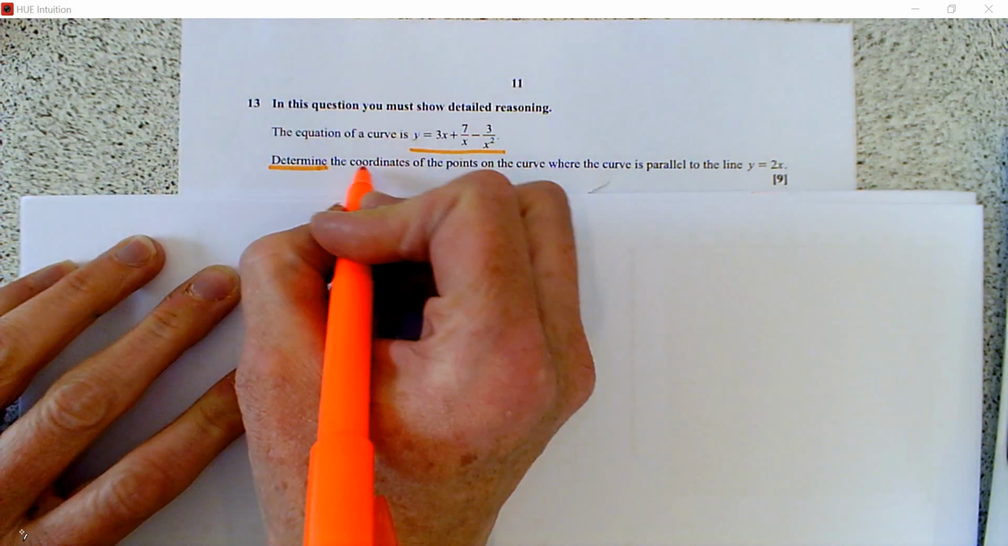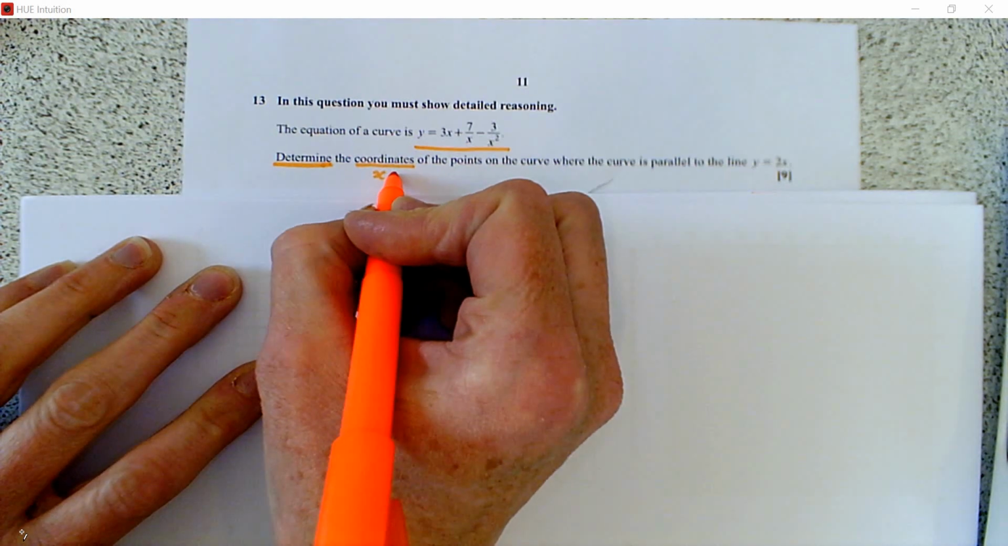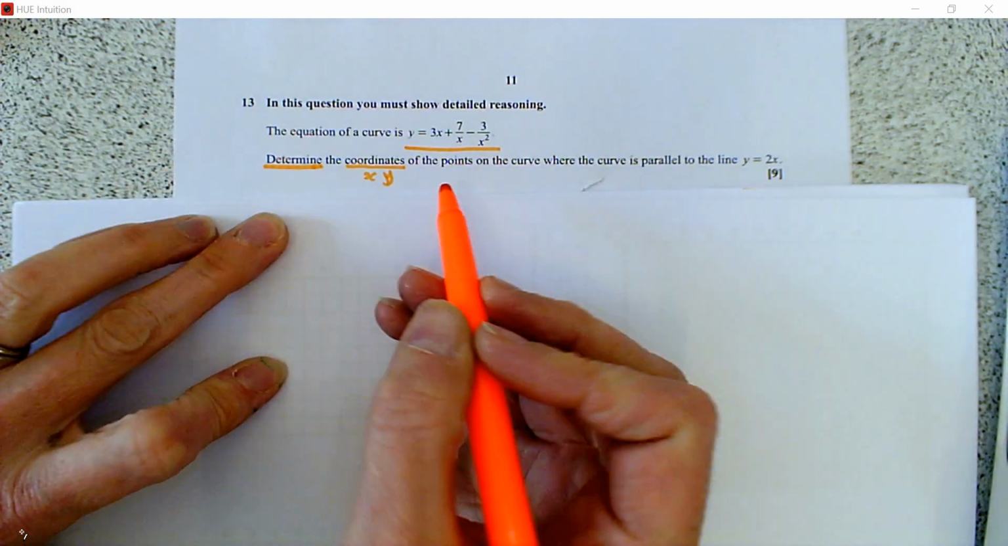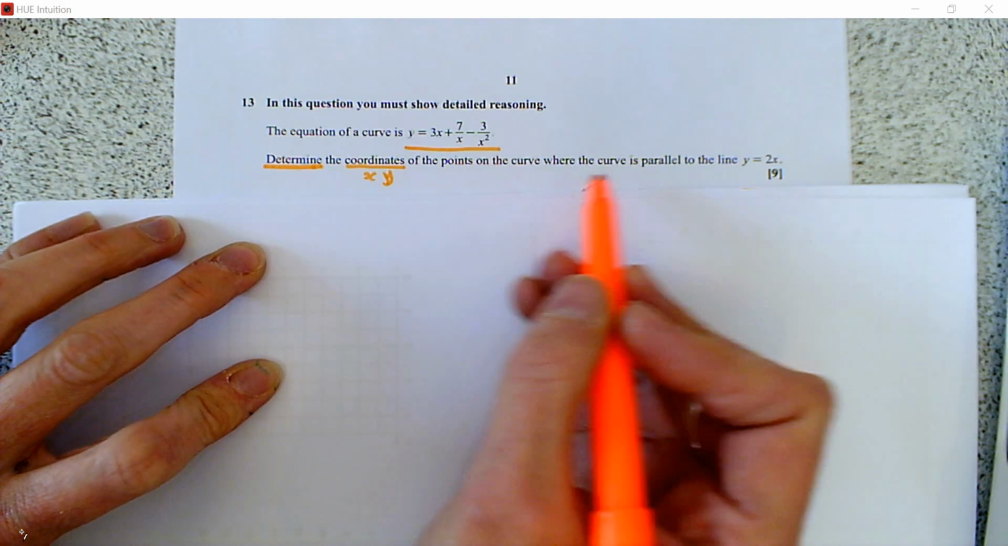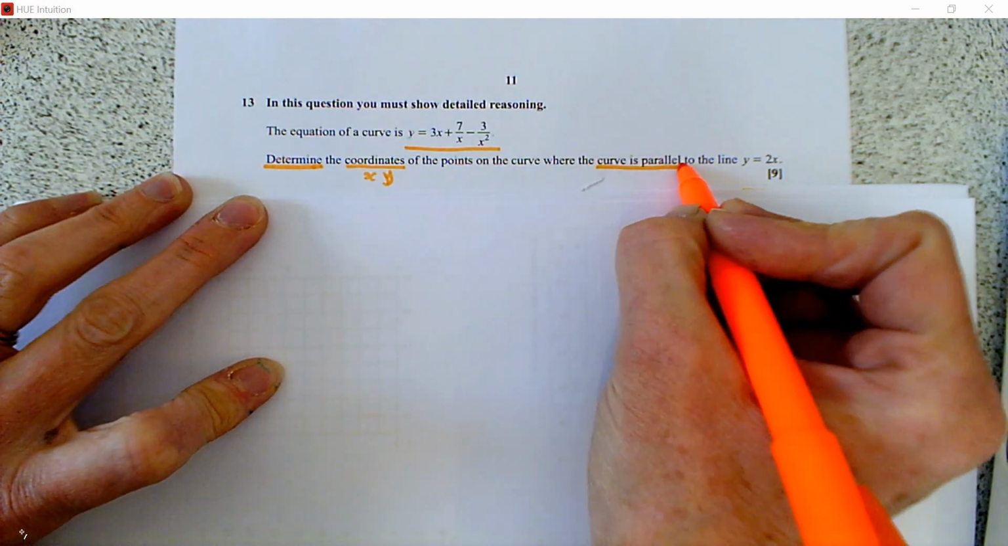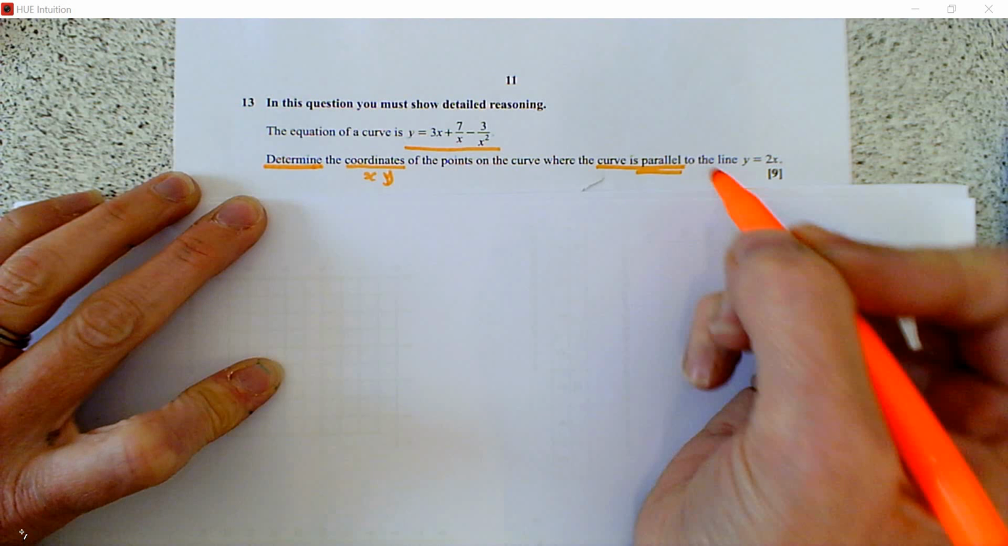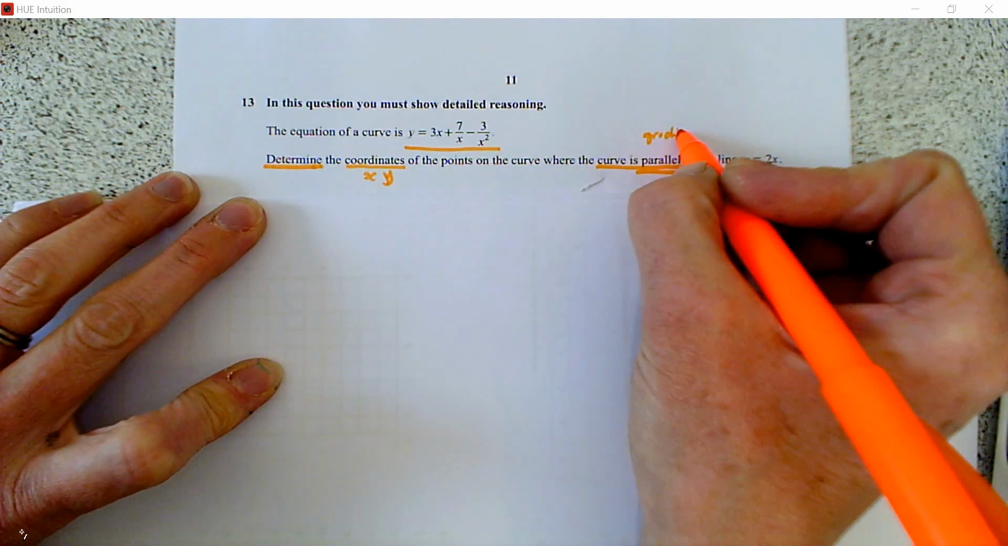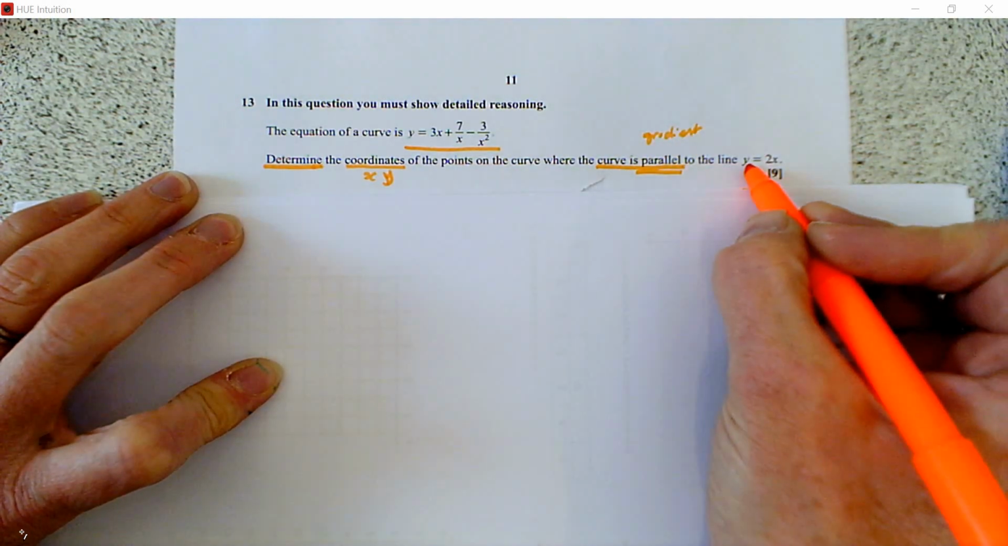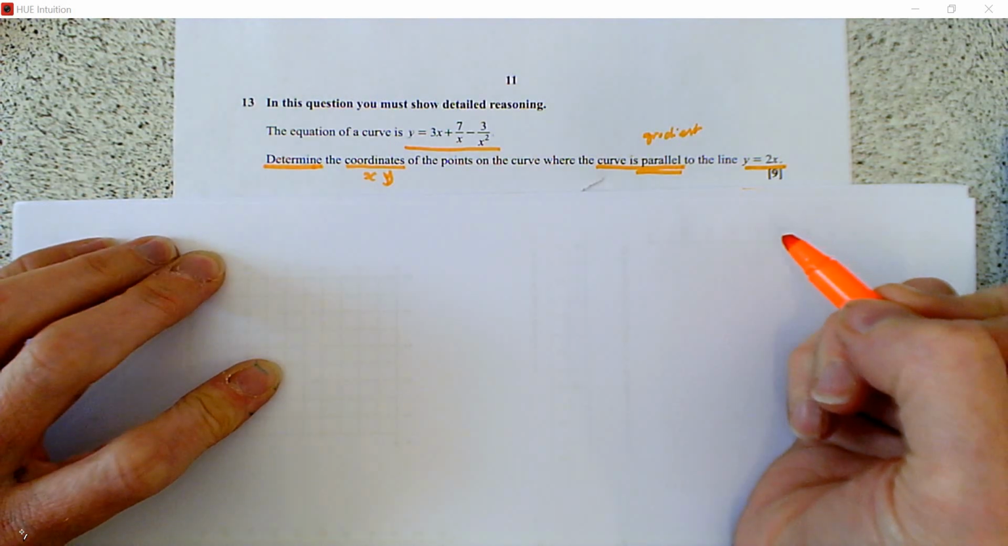The coordinates, so that'll be x and y, of the points on the curve where the curve is parallel to, so that means it's going to have the same gradient, as the line y is 2x.